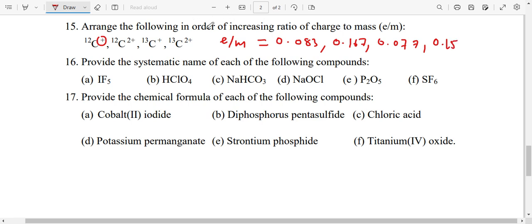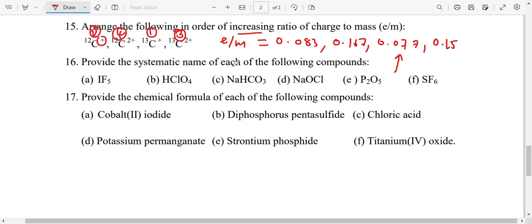We want to write them in order of increasing ratio. So the smallest is this one, which will be the first, followed by this one, which will be the second, and then followed by 0.15, which is this one, and then this one. So that will be the ratio.